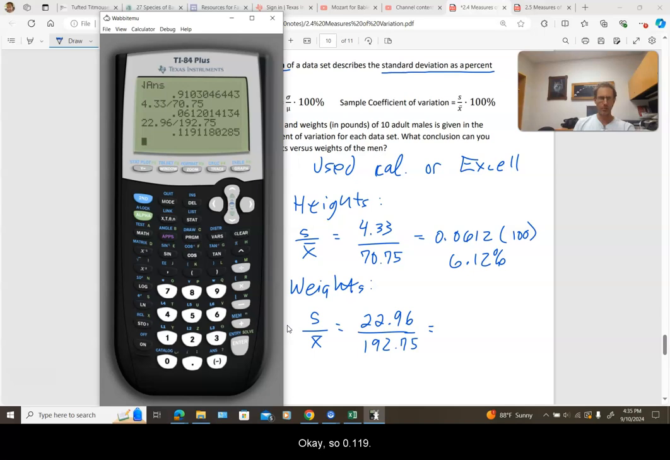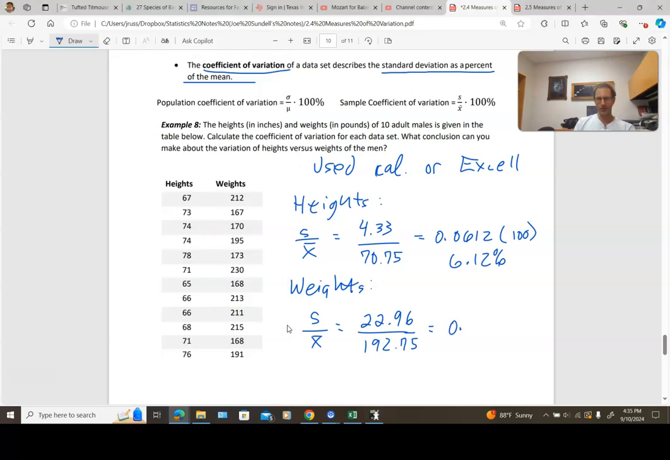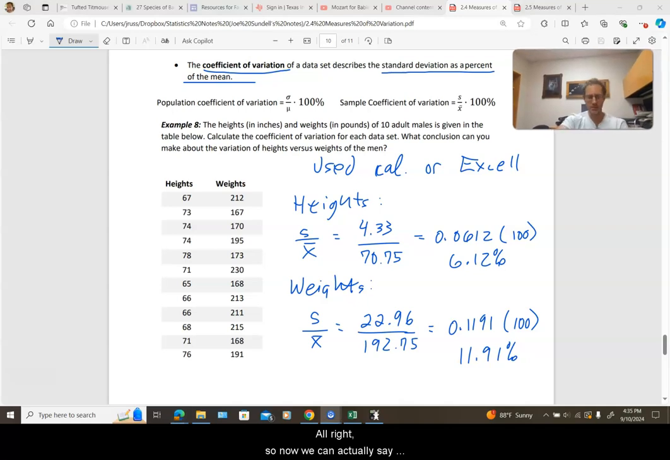Okay, so 0.1191. We multiply this by 100, we're going to get 11.91%. All right, so now we can actually say which data set has more variation, and it's going to be the weights. It's just kind of coincidental that yes, the weights did have the larger standard deviation, and there is actually more variation in this data set, with respect to the mean, as a percentage of the mean.